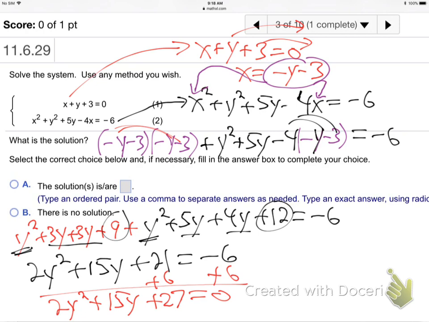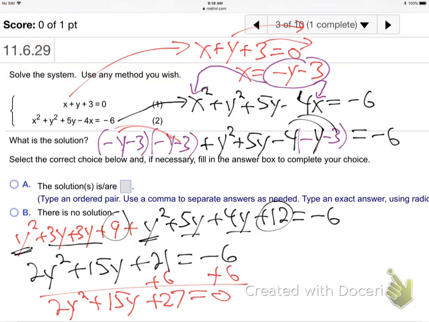I don't know if it factors. No, that's not going to factor, is it? Is something weird happening here? Interesting. I don't know. Yeah, we got to use the quad. Everybody good to there? Can I go to a fresh screen? You good on that? So this is number 3 we're working on here.